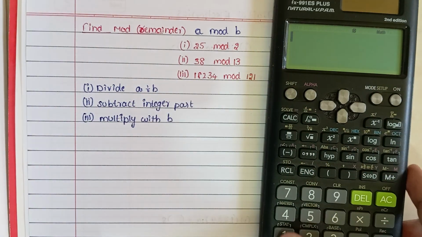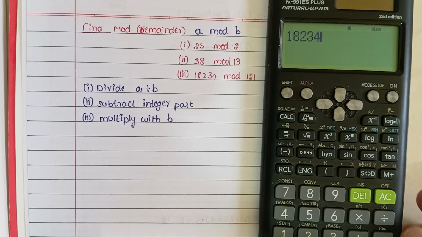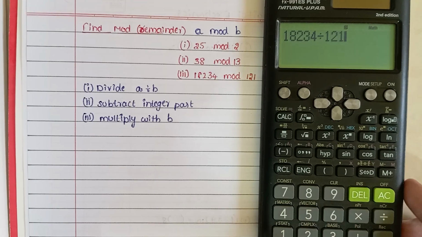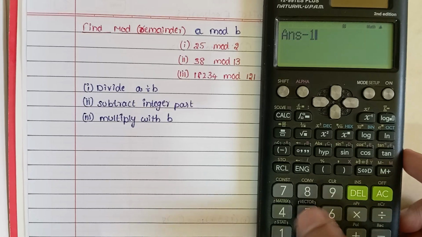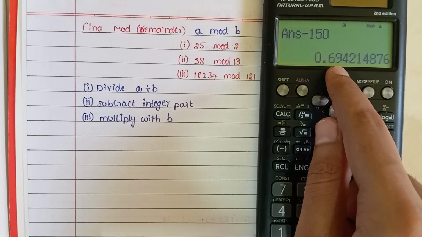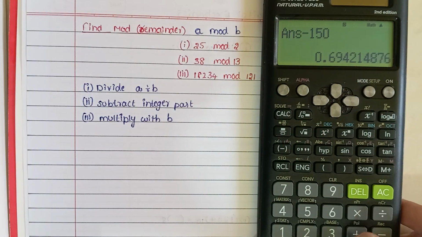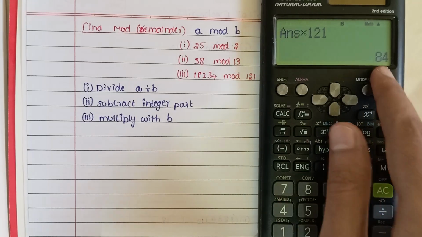For that, 18,234 divided by 121. The integer part is 150, so subtract it. You will get this value and again multiply this with 121. So the remainder is 84.